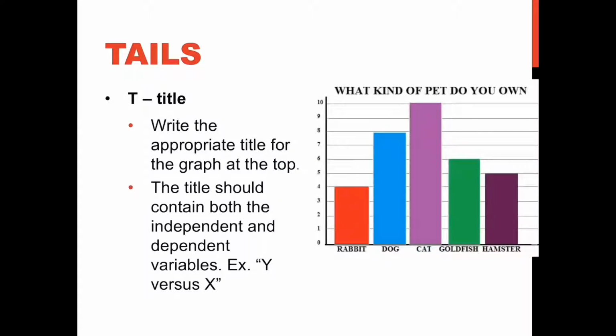So let's talk about title. Well, we need to write the appropriate title for the graph at the top. So like for this one, what kind of pet do you own? Well, that's appropriate because it looks like they're looking at different types of pets, and they're looking at how many people have those different types of pets. So the title should contain both the independent and dependent variable. So talking about what kind of pet do you own, that's saying that they're going to survey a bunch of people and see what kind of pets they have.